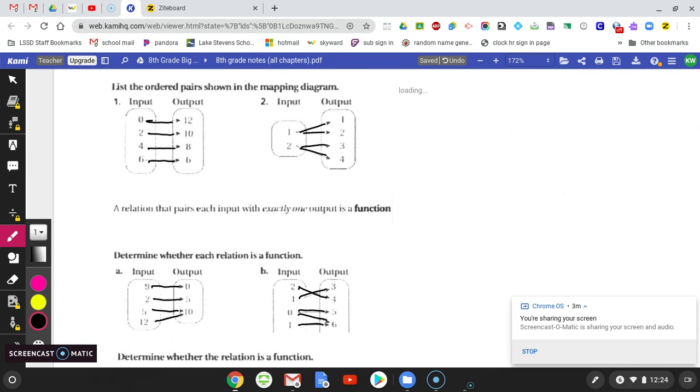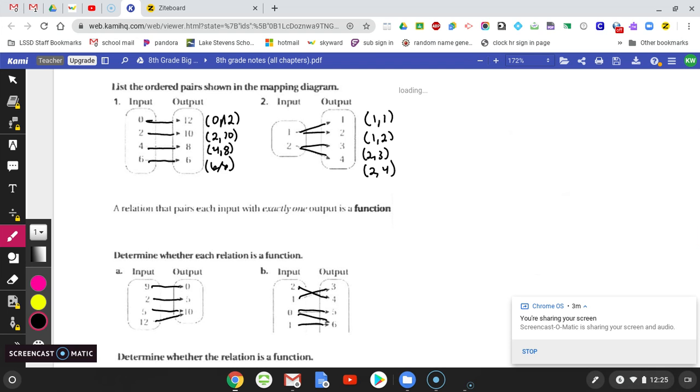Okay, go ahead and try number 1 and 2 on your own. Pause the video. Once you finish them, come back and check and see how you did. All right, so let's see how you did. You should have the coordinate points 0, 12, 2, 10, 4, 8, and 6, 6. The next one, you should have the coordinate points 1, 1, 1, 2, 2, 3, and 2, 4.